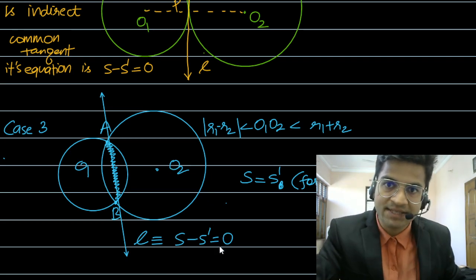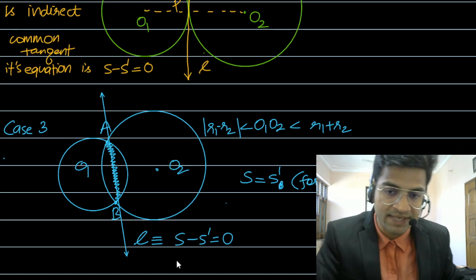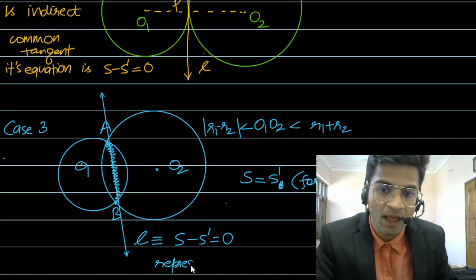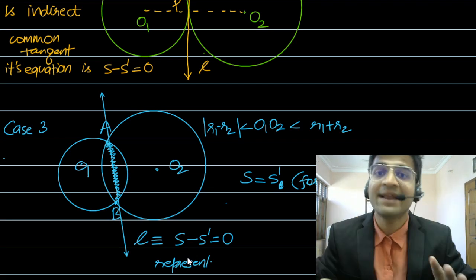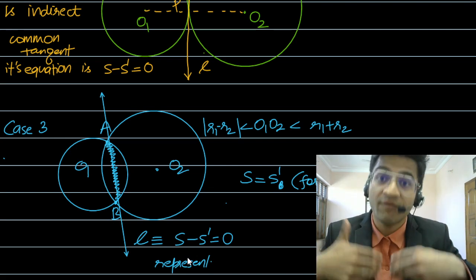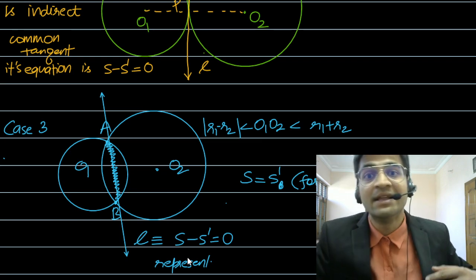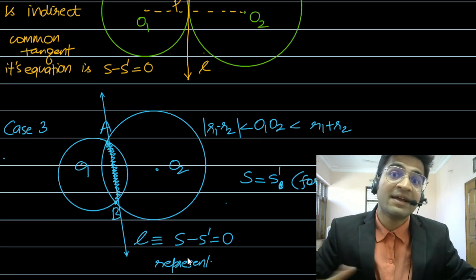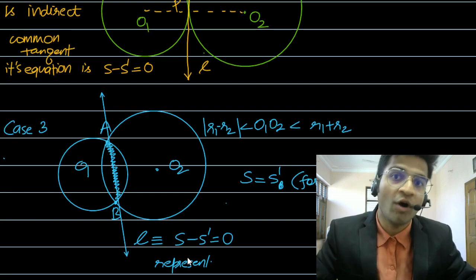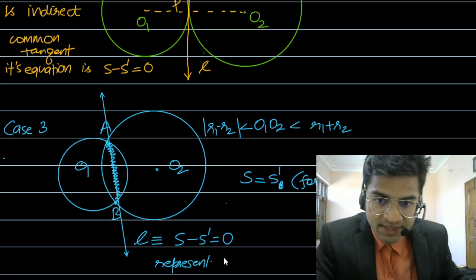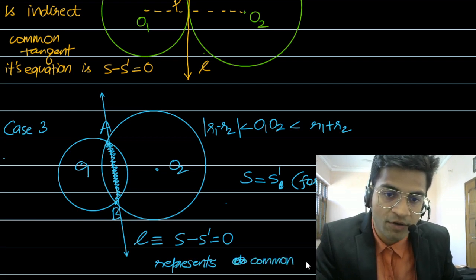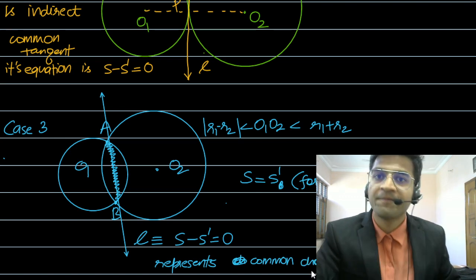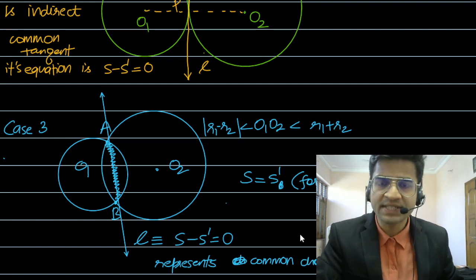So it means S minus S dash is equal to 0 represents a radical axis. Please understand, it is a radical axis. It is a radical axis if we consider the line, but AB is a line segment, and there it acts as a common chord. Fine. So it represents the common chord. Fine. This was case three.